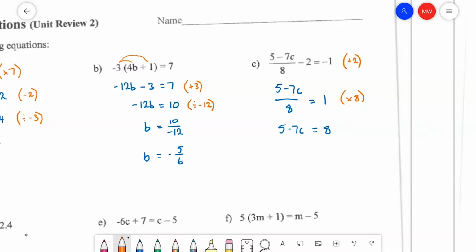I'm going to target that 5 next. It's a positive number, so I'll take 5 from both sides. All I have left is minus 7c's, and on this side, I'll have 3. Target the minus 7, it says to times by minus 7, so I'll divide by minus 7 both sides. All I have left is c, and on this side I'll have minus 3/7.